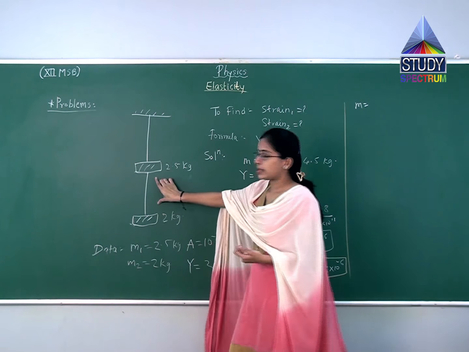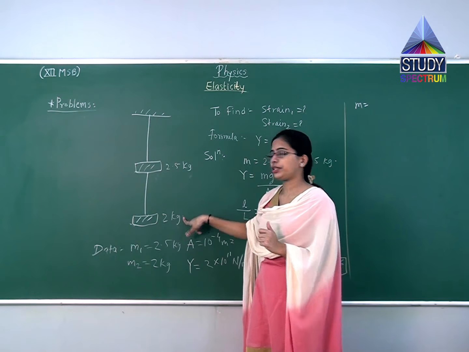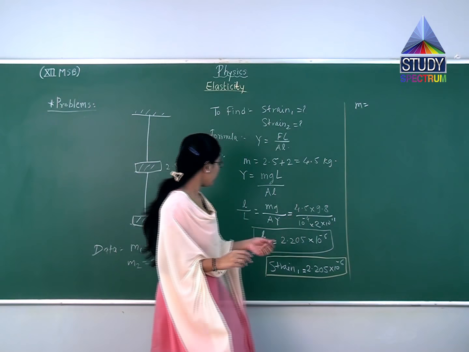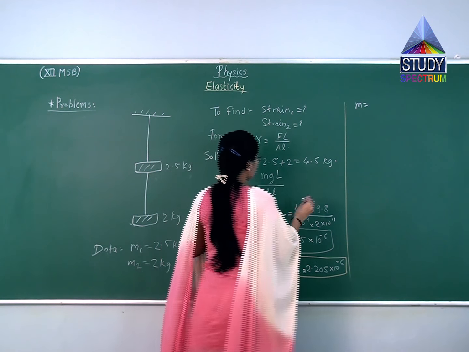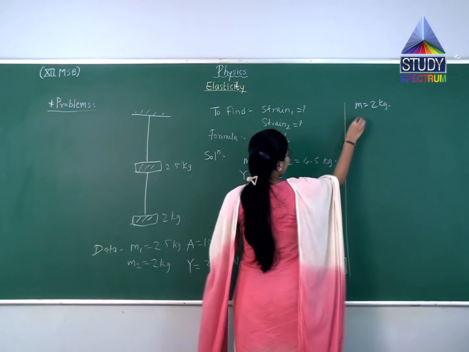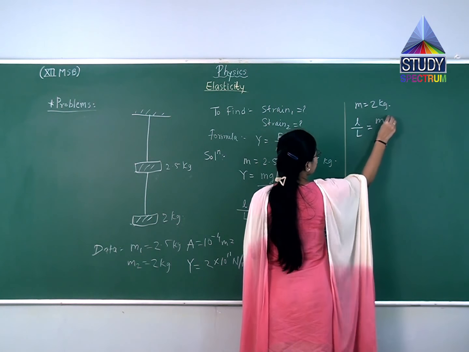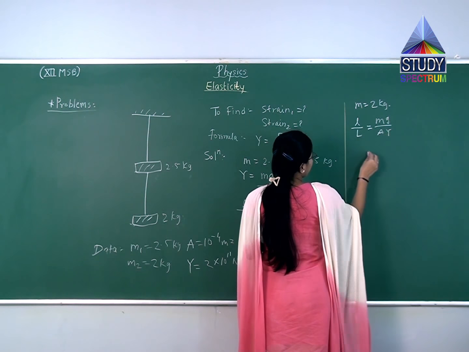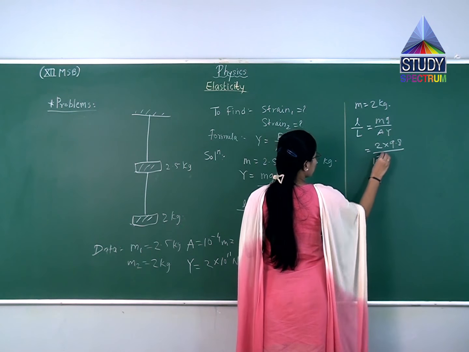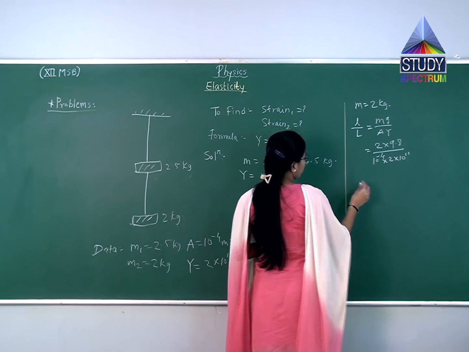Now for the second part, for strain 2, consider the mass. Now you can see this is the second wire. For the second wire we have only one mass, that is of 2 kg. So for strain 2, similarly we will write, means we can use this expression as it is. So my M is 2 kg here. So l upon L is equal to mg upon AY. Now here M is 2, g is 9.8, area is 10 raised to minus 4 and Y is 2 into 10 raised to 11.